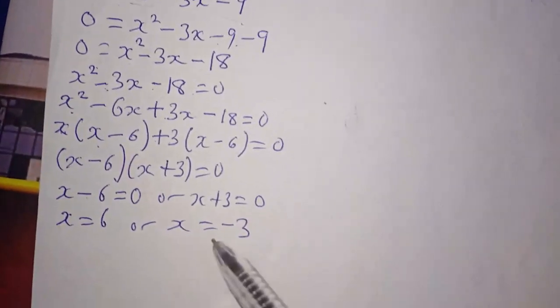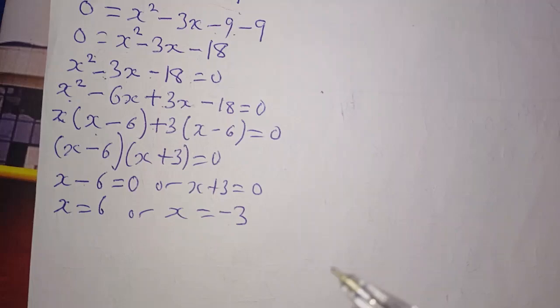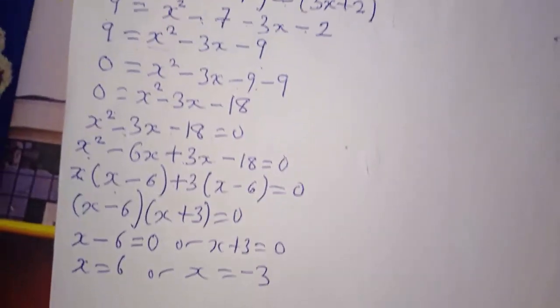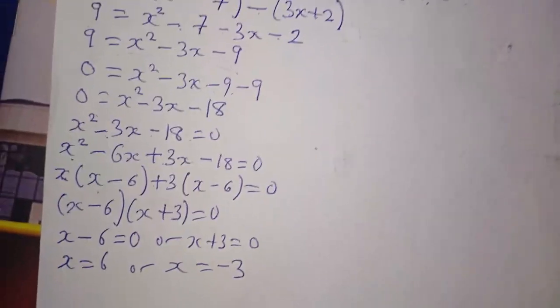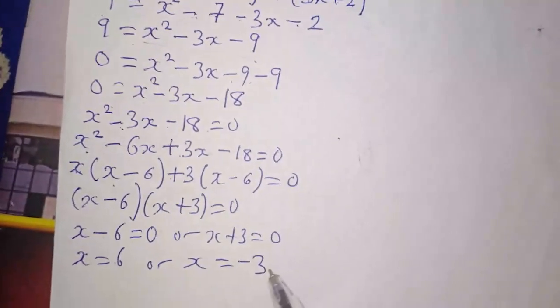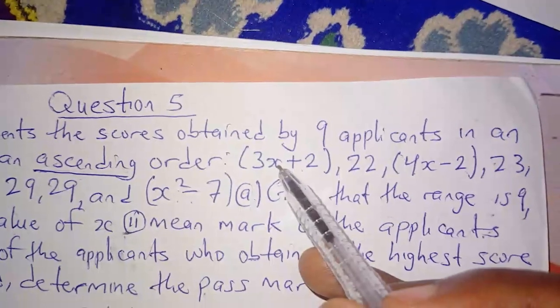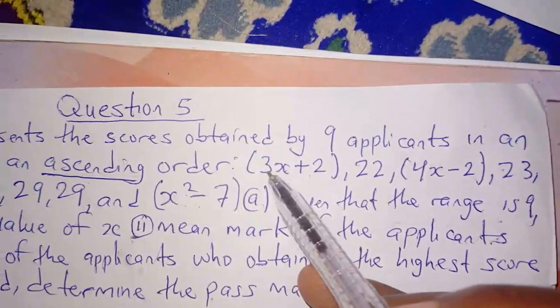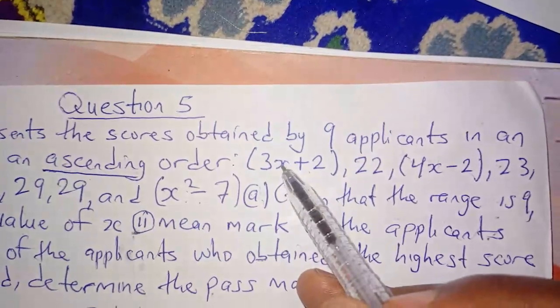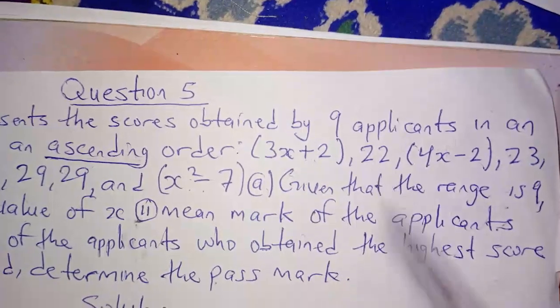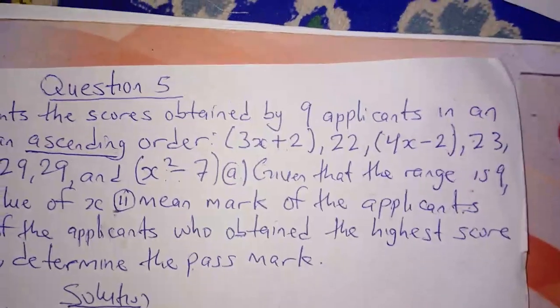We have 6 and we have minus 3. Your guess might be right, you are going to be picking the positive one. Why the positive one? A little check we can do is, the truth is these two values will satisfy our quadratic equation. However, if I put minus 3 here as the value of x, this score is going to become 3 times minus 3, which gives you minus 9, then plus 2. That will be minus 9 plus 2, which gives minus 7.